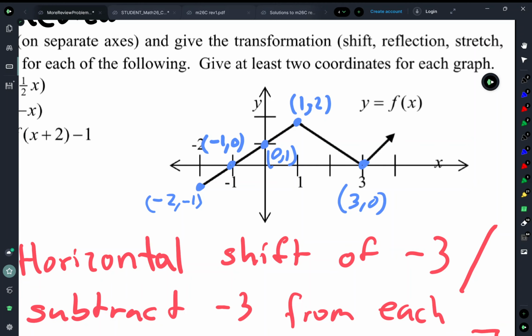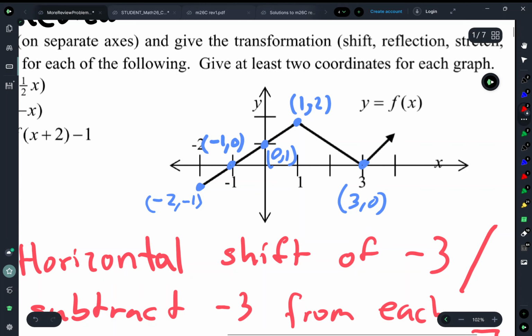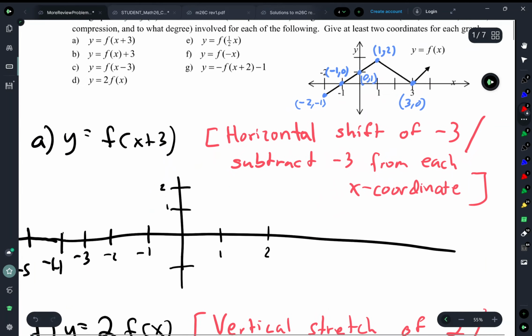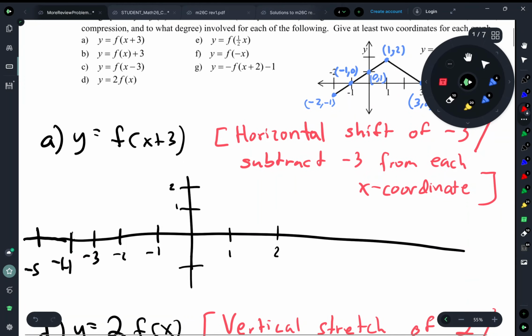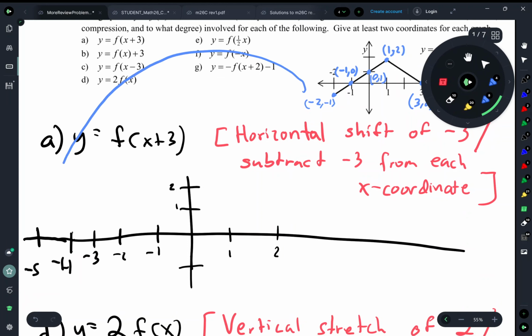What I'm going to do for each point, because I know I'm going to shift each point to the left by 3, is another way of doing that is thinking I'm going to subtract 3 from each x coordinate of that point. And what do I do with the y coordinate? Nothing. I leave the y coordinate alone. I'm only right now manipulating the x coordinate. So for example, that point of -2, -1 moves. Originally it was right down here, I should say. Now I'm going to move it 3 units to the left. And so it becomes -5, -1.